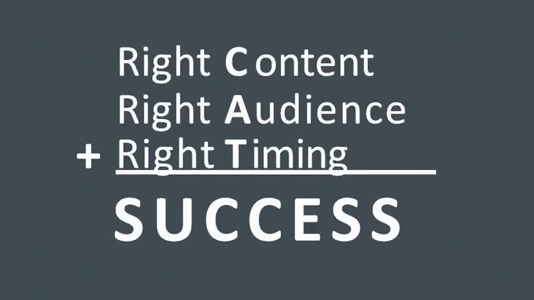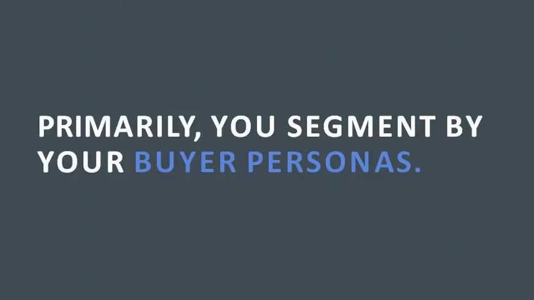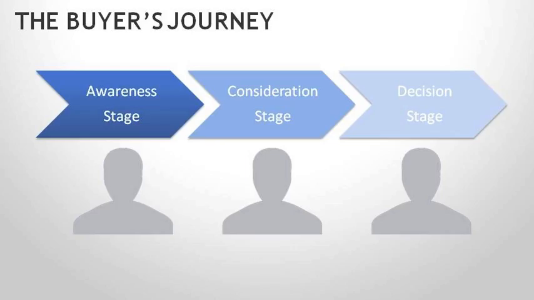Remember, modern marketing is all about this marriage of context and content. When you divide your contacts into smaller groups based on similarities, it lets you use context to make your content more relevant and engaging. So what do you segment by? You segment by your buyer personas.